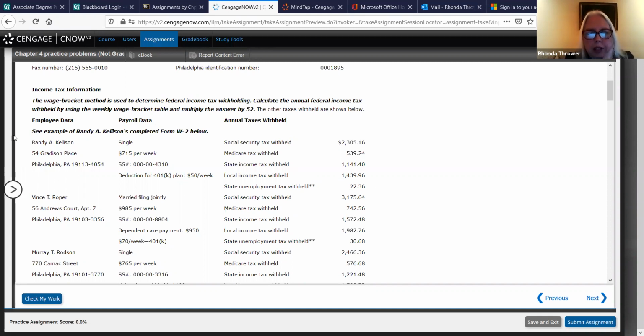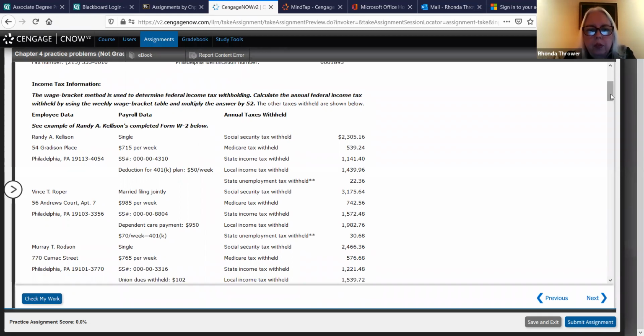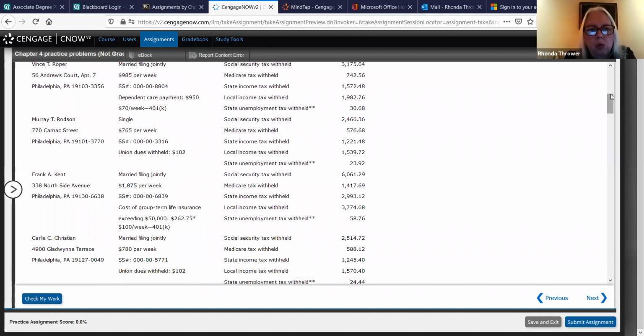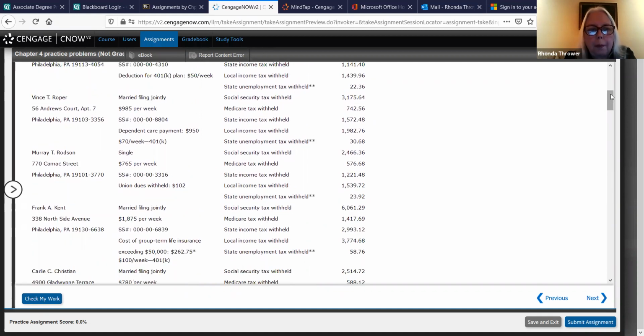So basically, they've given you this as an example of Randy Kellison's completed W-2 form. So let's try to do one for Vince Roper. First of all, get familiar with the information for Vince Roper. Vince Roper was married. He's going to file jointly. He gets paid $985 per week.